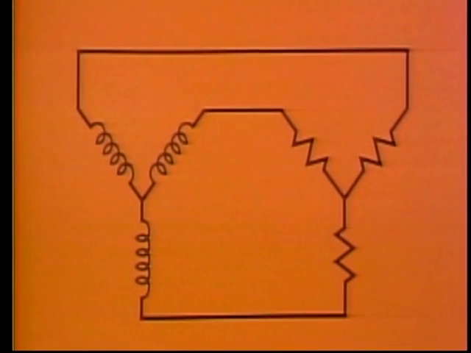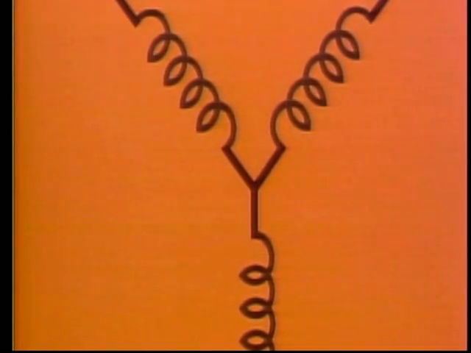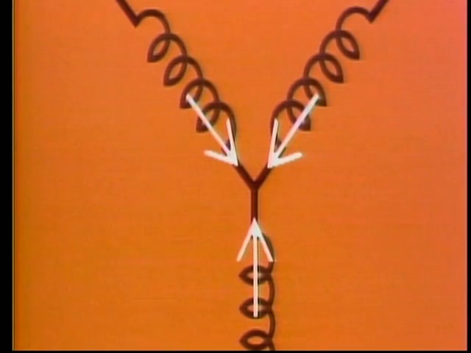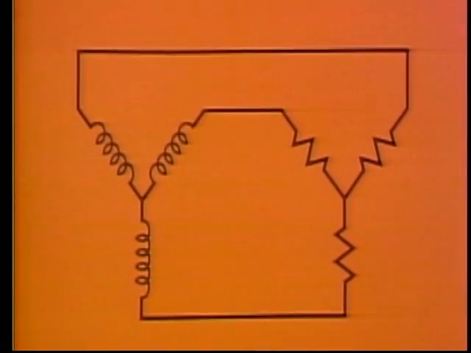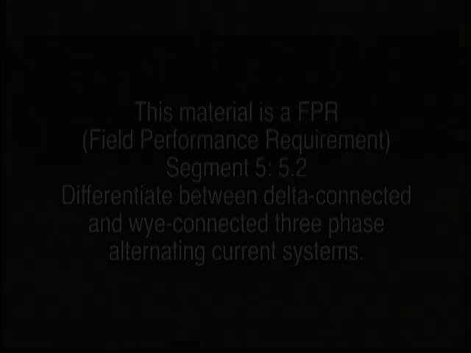Not all three-phase systems are delta-connected. Many three-phase systems use this type of connection, a Y or star connection. In a Y connection, one end of each coil or resistor is connected to one end of both of the other coils or resistors. The free ends of the coils and the resistors are connected to the three phase lines.